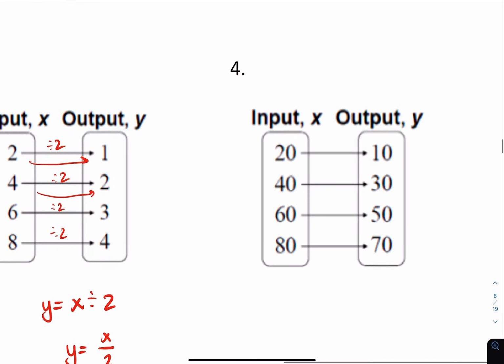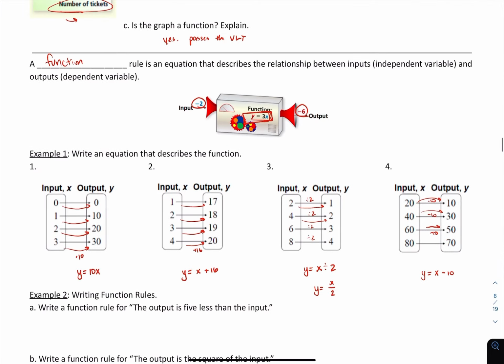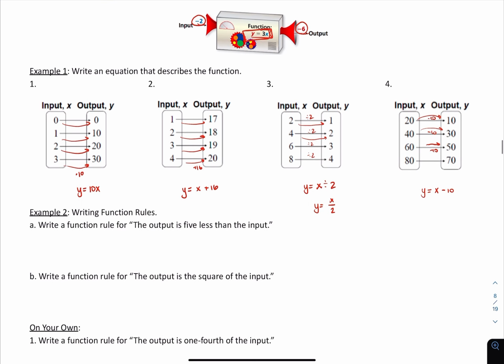Last but not least, in this case, looks like divided by 2. But this isn't divided by 2, so I guess that can't be my function rule. What other pattern do I recognize? It looks like it's being subtracted by 10 every single time. So this function rule is going to be y equals x minus 10. So basically you are looking at the pattern between your inputs and outputs. So that's how you do it from a mapping diagram.